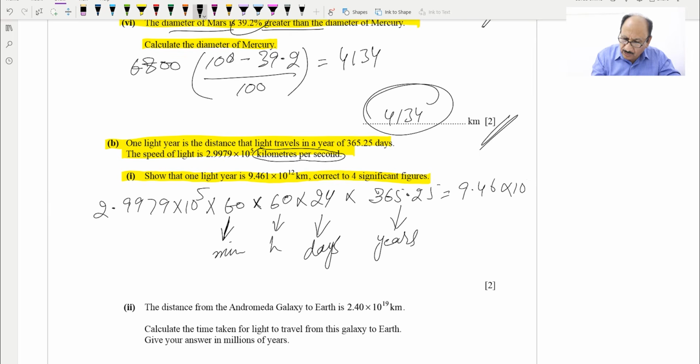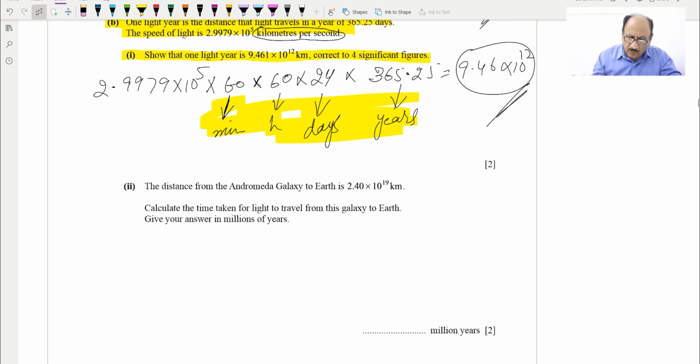9.46 into 10 raised to the power 12, and this will be the answer, and this is for 2 marks. Hopefully you understood this. This is all for your understanding. I have written here, it's not part of the answer. Now, and this was for 2 marks.